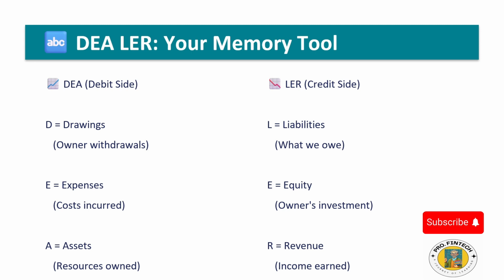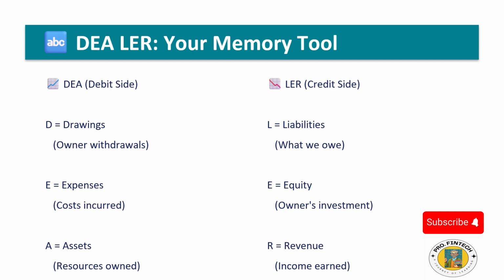The L stands for liabilities, money the business owes. E stands for equity, the owner's investment in the business. R stands for revenue, income the business earns. These three types of accounts are on the credit side.